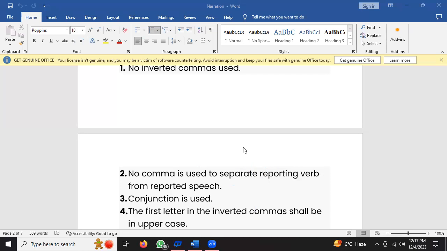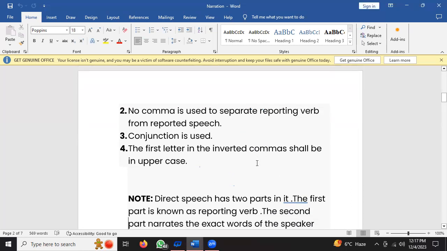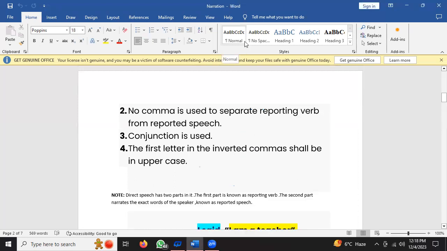We use a conjunction, and the word "that" is usually used as the conjunction while changing direct into indirect. The fourth and the last rule in identifying the indirect speech is that the first letter which we have written in capital inside the inverted commas is replaced with a small letter. The uppercase is eliminated. Okay.